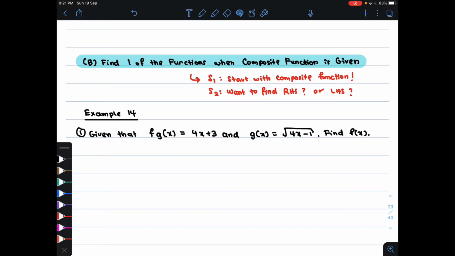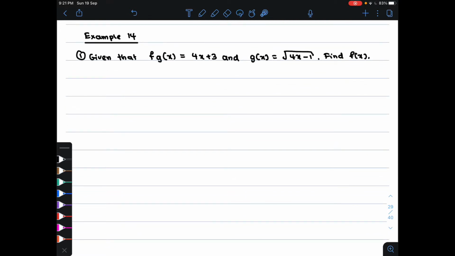So let's start with example 14, question 1. We are given this composite function fgx and then you are given gx, so we need to find fx. The first step is to always start with your composite function. In this case, it is fgx. And we can write it as f square bracket gx equal to 4x plus 3. Here, you just need to determine the position of the function that you want to find, which in this case is fx. And here is our fx.